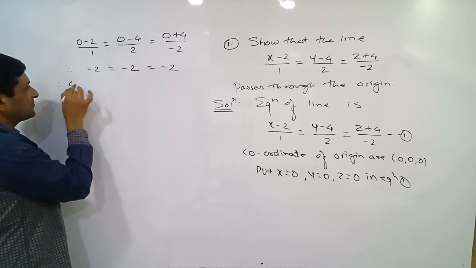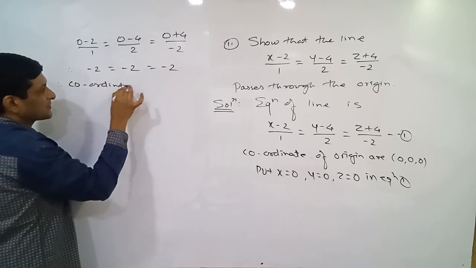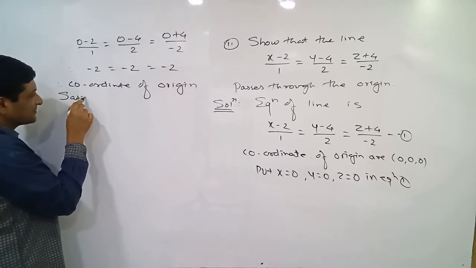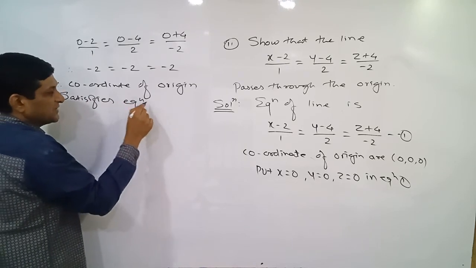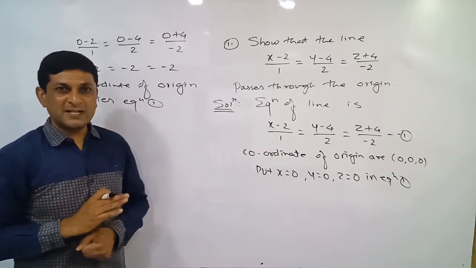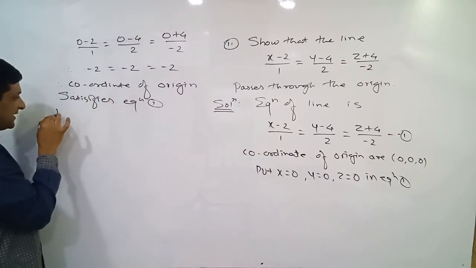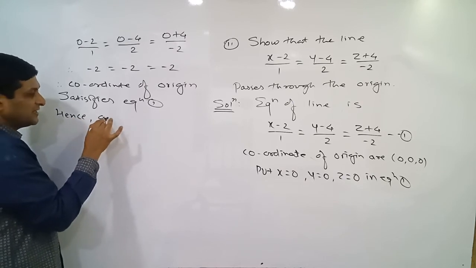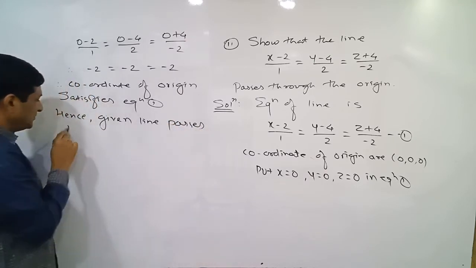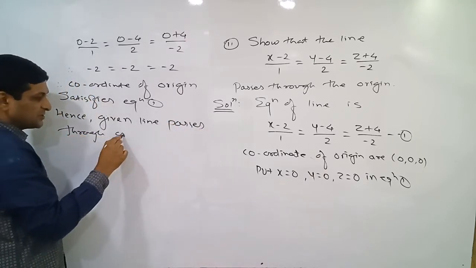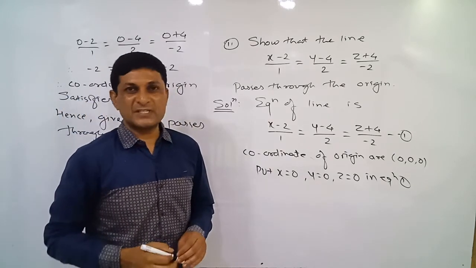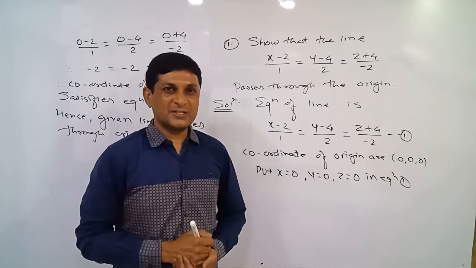That's why we can say that therefore the coordinates of origin satisfy equation first. And since the coordinates of origin satisfy equation first, the equation of the line, we can say that the line passes through the origin. Hence the given line passes through the origin. Okay. In this way we have completed all the examples from the first exercise. In the next video we will start the next article from this chapter.